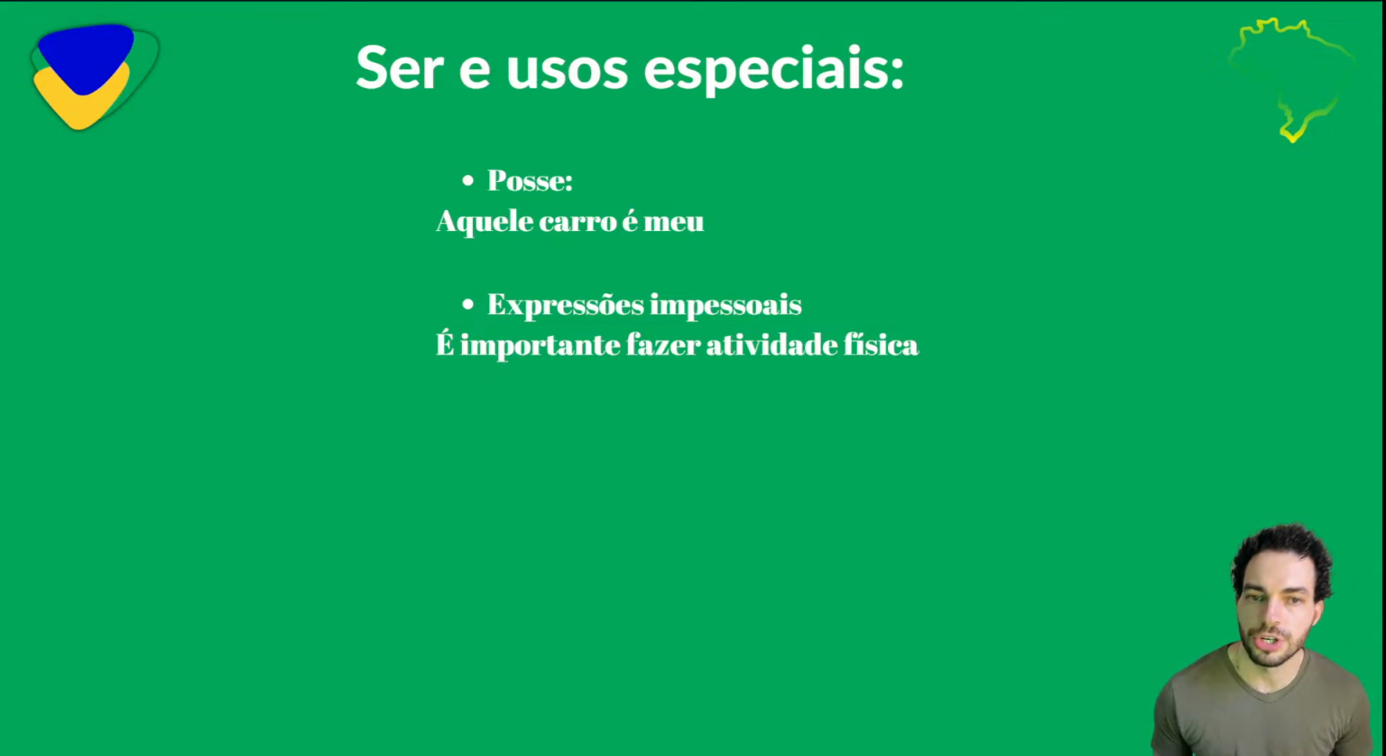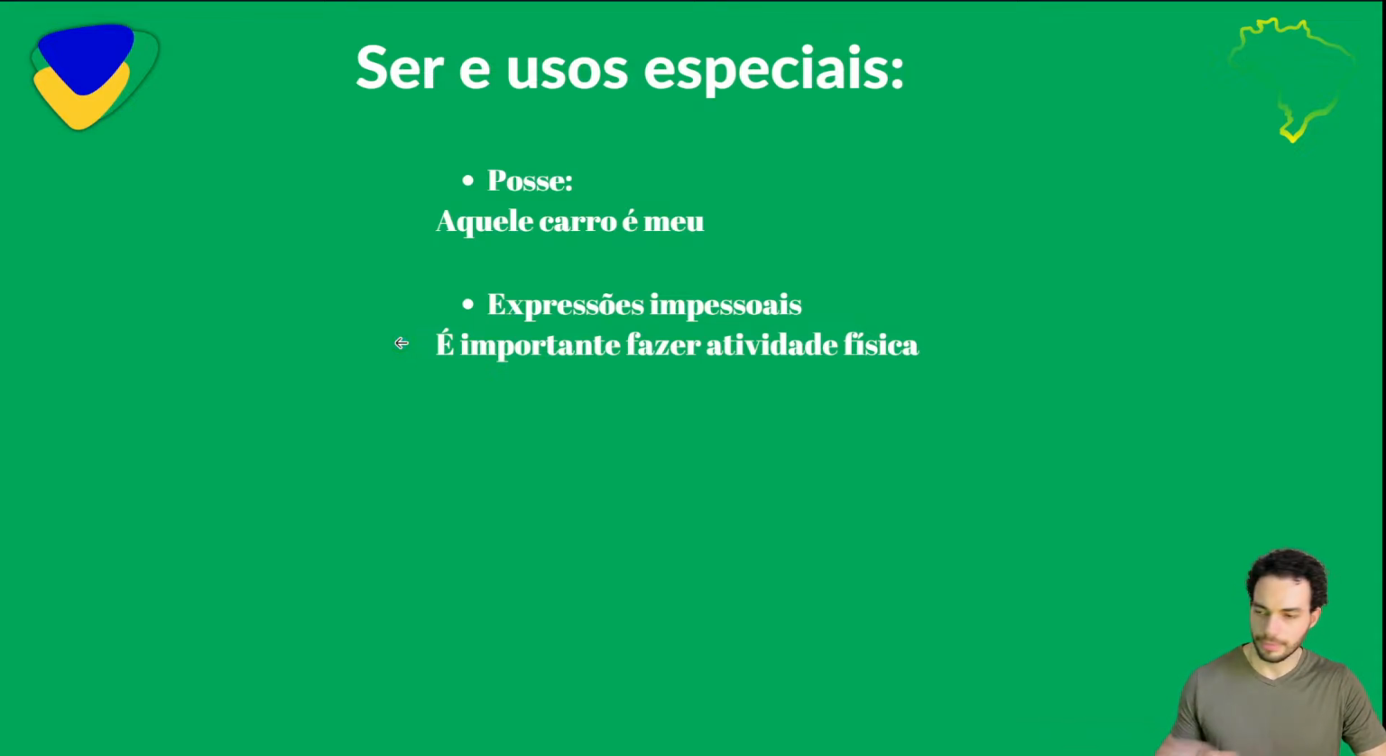Expressions, impersonal expressions. For example, it's important to study Portuguese. It's important to, I don't know, invest in education. It's important to exercise. It's important to study grammar. All these sentences you're going to use permanent. So it's important to do this. It's important to do that. You're going to use also the permanent conjugation é.